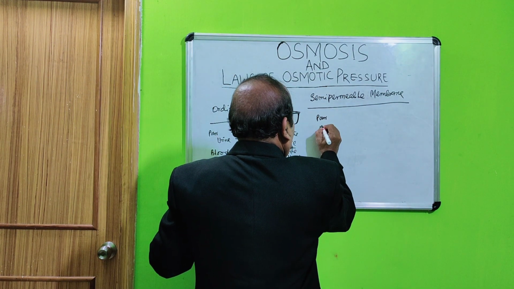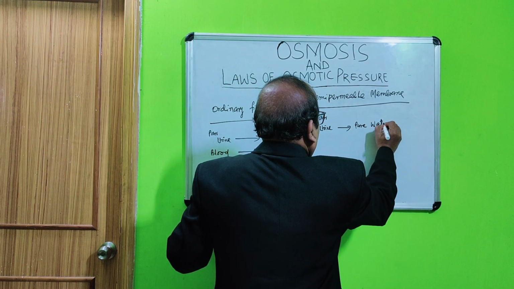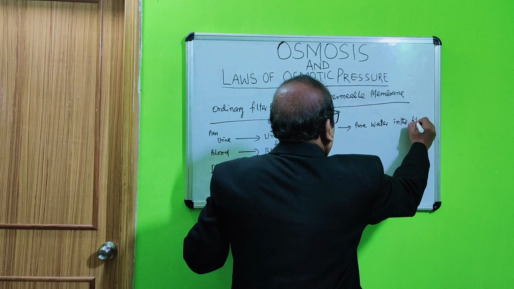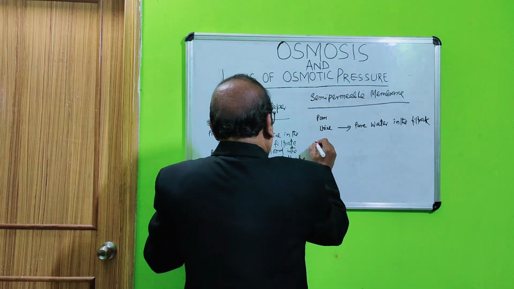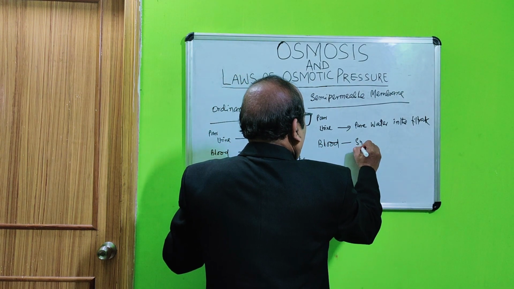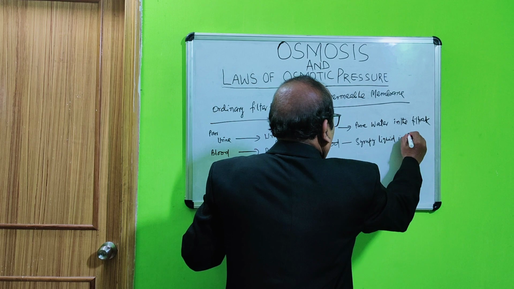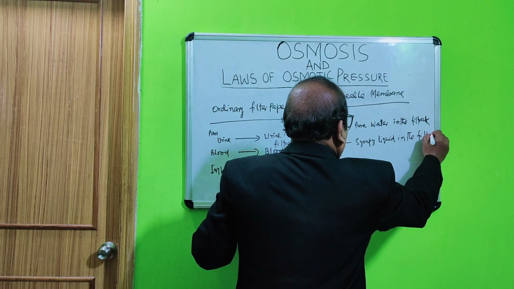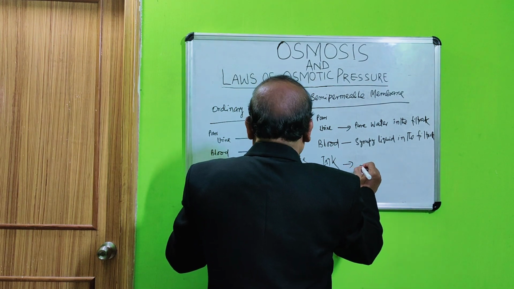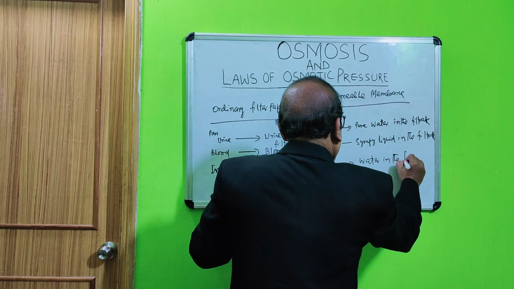Now, in case of a semi-permeable membrane, if you pour urine, you will get pure water in the filtrate. If you pour blood, you will get syrupy liquid in the filtrate. If you pour ink, you will get water in the filtrate.